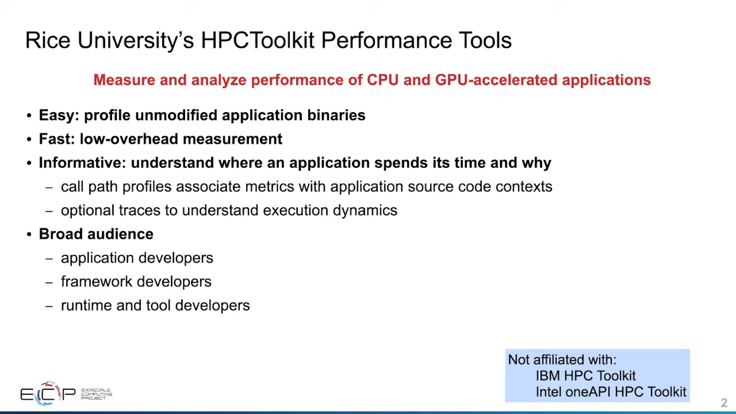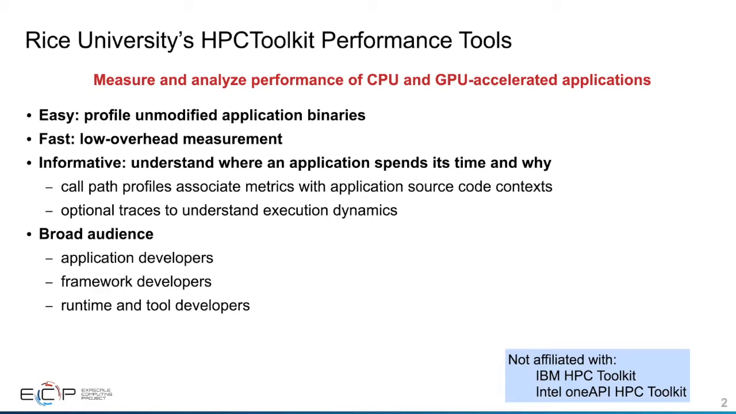So HPCToolkit was designed to be easy to use. You can profile unmodified application binaries. It is fast. There's low overhead measurement. When you're measuring an application on CPUs, generally the overhead is just a few percent. For GPU accelerated applications, the overhead will be more if you're making frequent calls to the GPU APIs, and that's just a function of the GPU API monitoring.